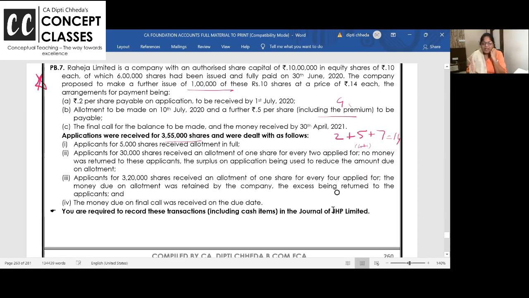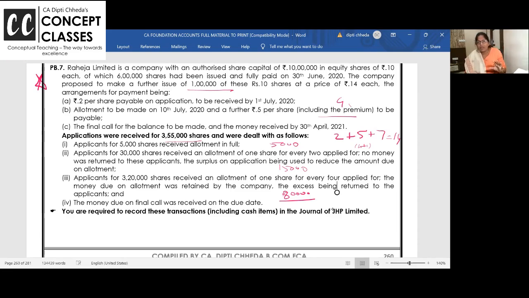Are you getting it? 5,000 got full shares allotted, 30,000 got proportionate, 1 for every 2 against 30, so 15 received. And for 320 it was 1 for 4, meaning if they applied for 4 shares, they get 1 share. So 320 gives how much? 80,000. So 80 and 15, 95 and 5. Total 1 lakh shares are only to be allotted. But you have received 355.